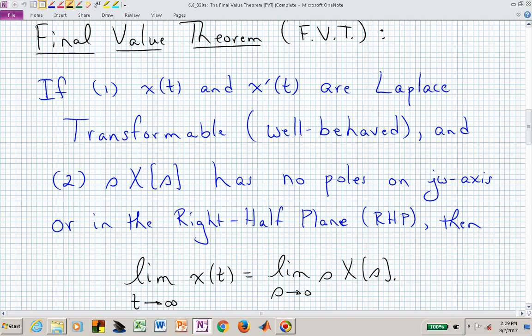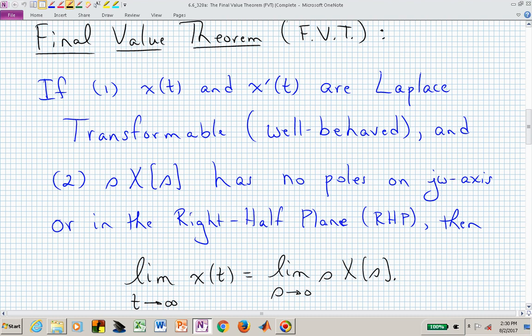So if we have x and x prime that are Laplace transformable, and those are usually typical realizable signals in our circuit problems, and condition two, the transform s times capital X of s has no poles on the j omega axis or in the right half plane, then we can apply the final value theorem, which says that the limiting value of the time domain expression x of t, which means what x of t is going to become or approach as t goes to infinity, is in fact equal to the limit as s goes to 0 of s times capital X of s.